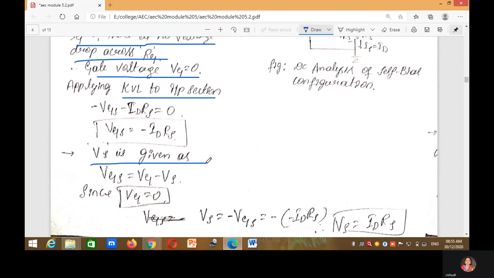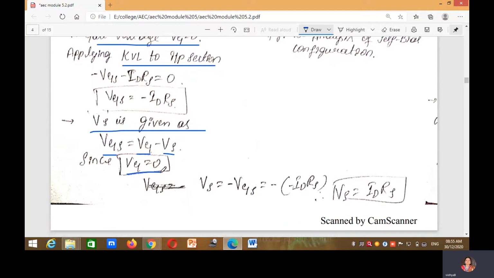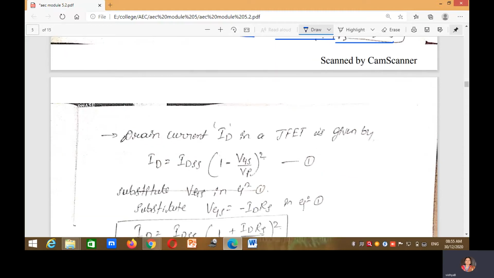What about Vs? VGS is equal to Vg minus Vs. But Vg is equal to 0. What will you get? Vs is equal to minus VGS, that is minus of minus ID into Rs, because we got the VGS value as minus ID into Rs. So minus of minus ID into Rs, you will get Vs is equal to ID into Rs.